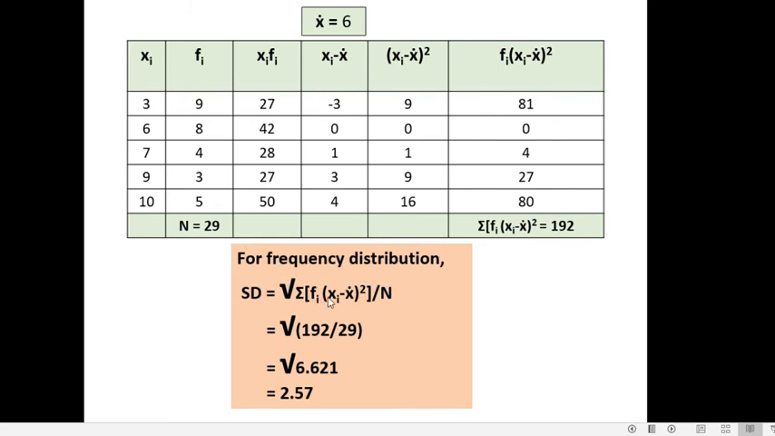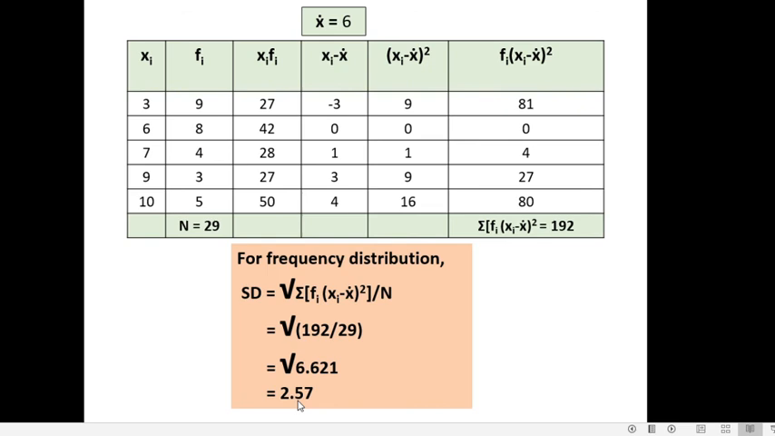Sigma fi into xi minus x dash the whole square is represented by this column, and the total sum is 192. So, it is the square root of 192 by n. N is already 29. So, that is the square root of 6.621, and the answer is 2.57.